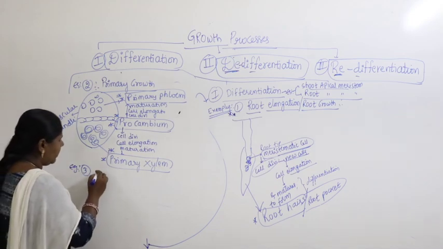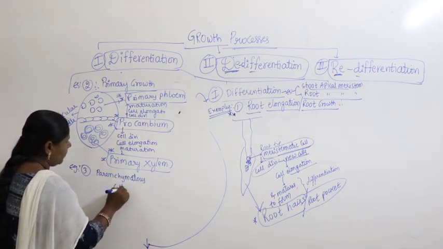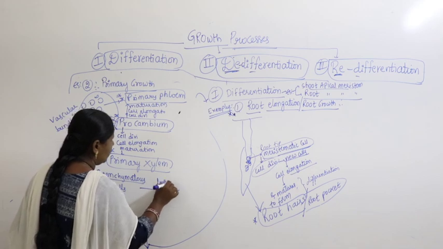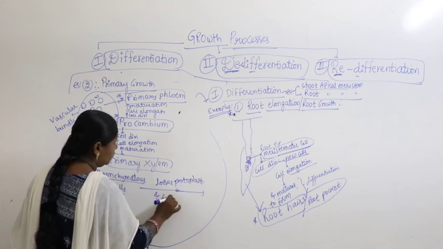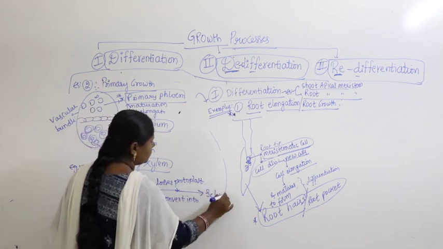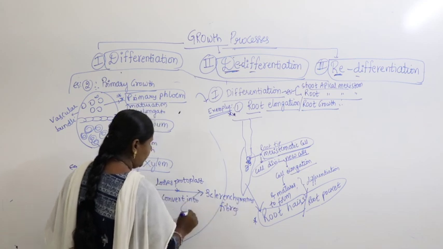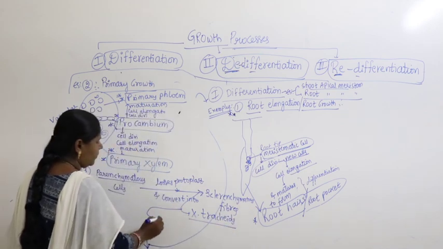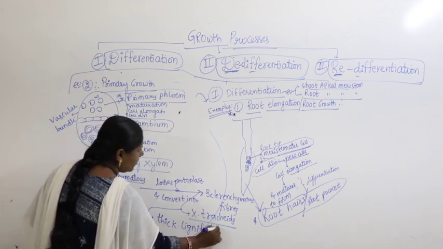Now here the parenchymatous cells. These parenchymatous cells lose protoplast and convert into, maybe you can take, sclerenchymatous fibers, or they may develop into xylem tracheids, or they may form a thick lignified secondary cell wall.